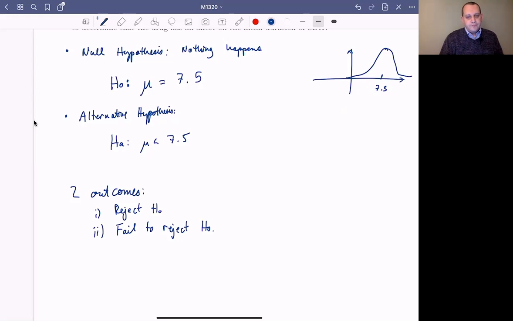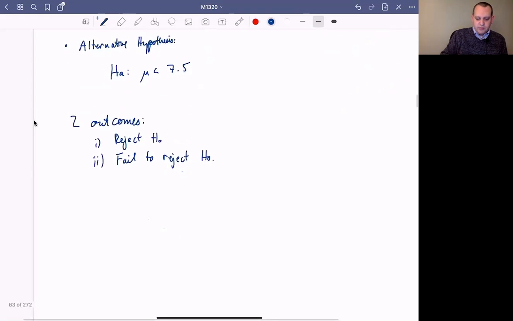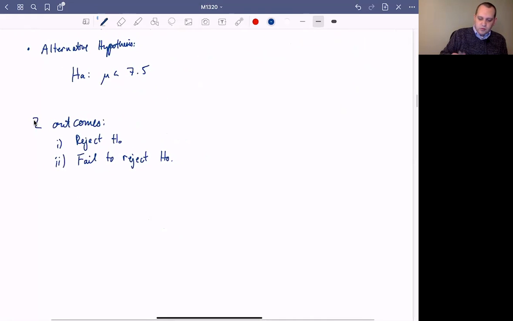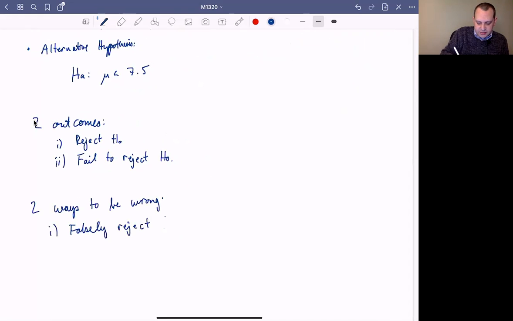That's really it. Since we have two different outcomes, there are two ways to be wrong. If we have two decisions that we can make, we have two ways to be wrong. The first is that we could falsely reject the null hypothesis. In other words, maybe our data says there's enough evidence to say that the medicine actually works, so we reject the null hypothesis. But it turns out later, looking back, that we were wrong about that. If we falsely reject the null hypothesis, this is called a type 1 error.